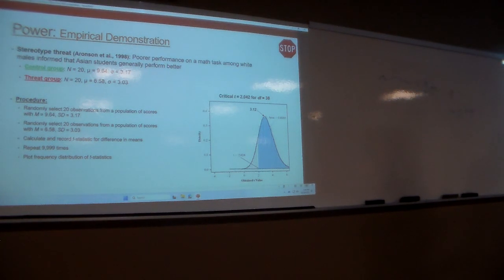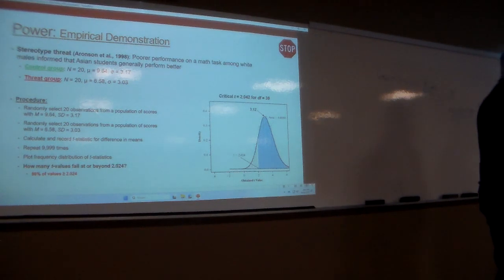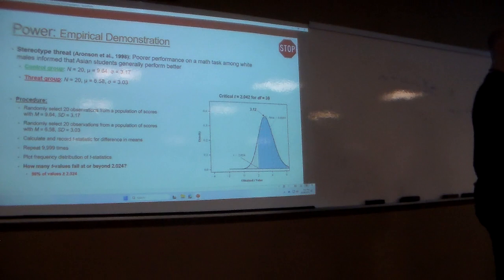So my mean value here is 3.12. That's what you get out of there. Okay. And so again, the question is, in this distribution, how many t-values are at or beyond 2.024? And if we actually look at this, we get 86% of those t-values falling at my critical value or above.